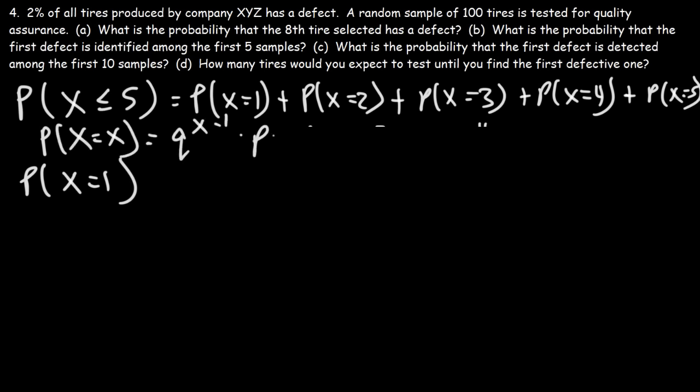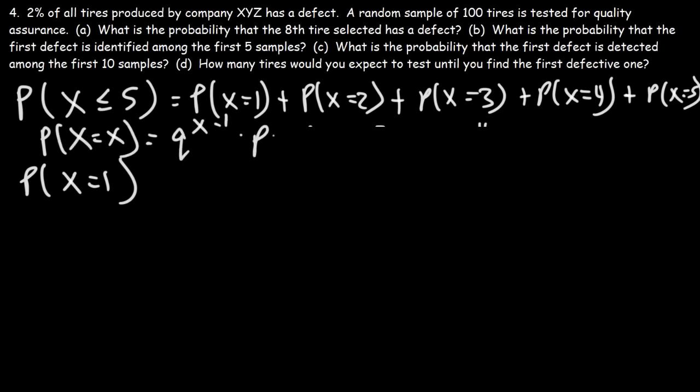Now, is there an easier way of getting the answer? Because what if we had to find the probability that the first defect will be identified among the first 20 samples? That will take a longer time. It turns out that there's a simpler formula to get the same answer, and here it is. This is known as the cumulative geometric distribution function. P of X less than or equal to little x is 1 minus q raised to the x. So this is the formula that you want to use for a problem like this.